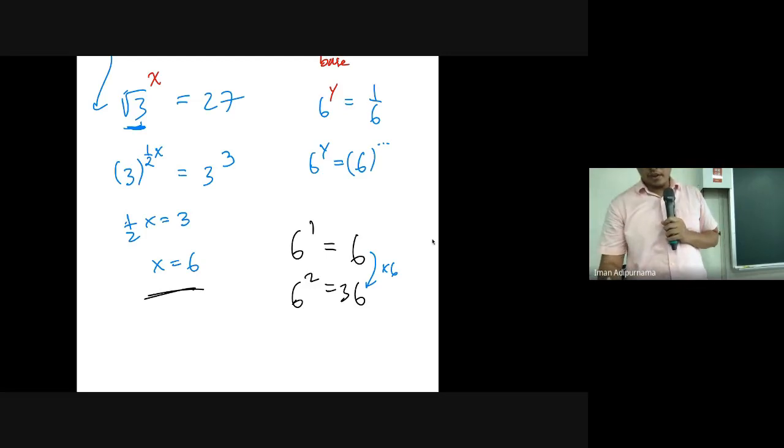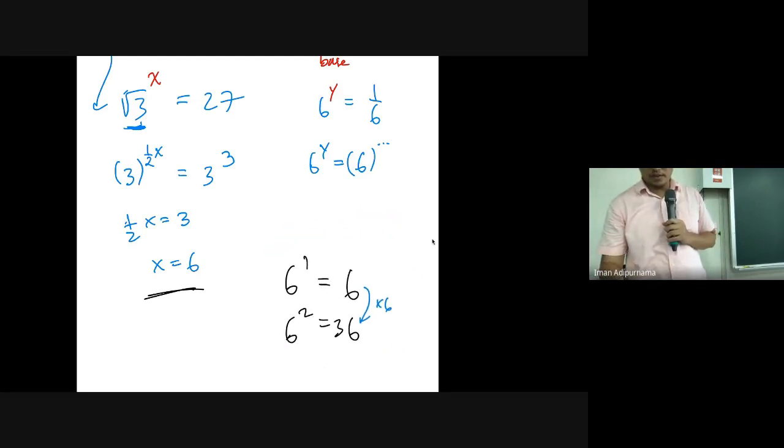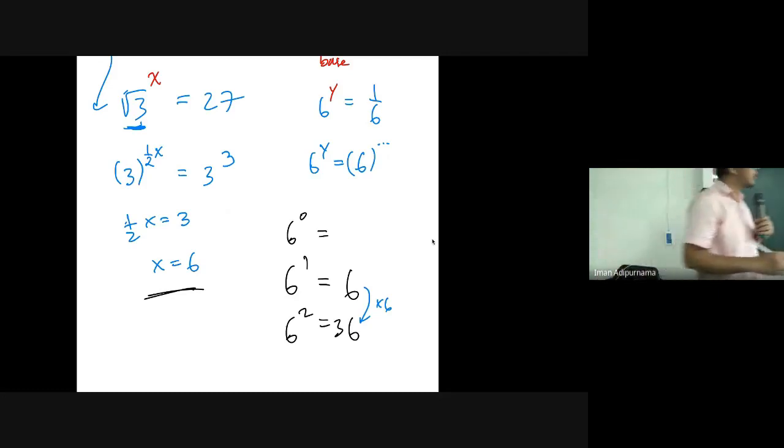And like I said before, 6 to the power of 0 is, huh? What? How? Explain to me how. Have you got logarithm before?